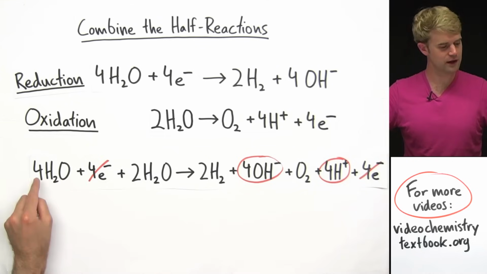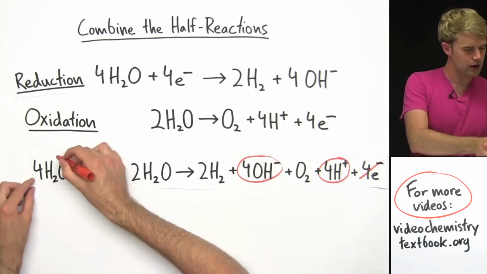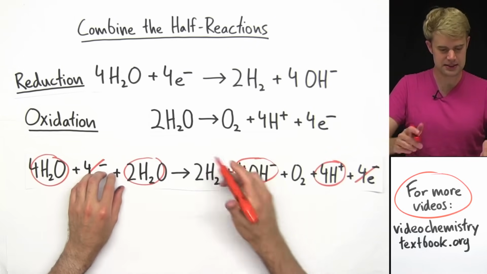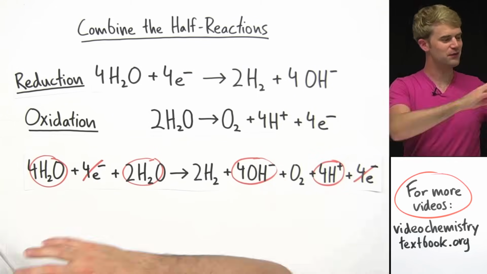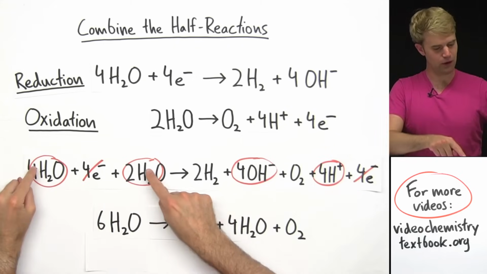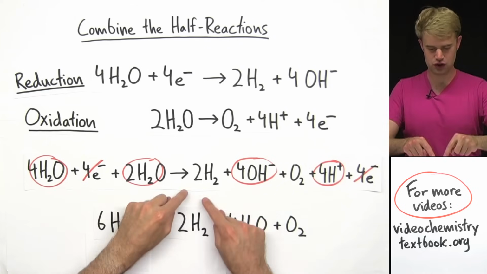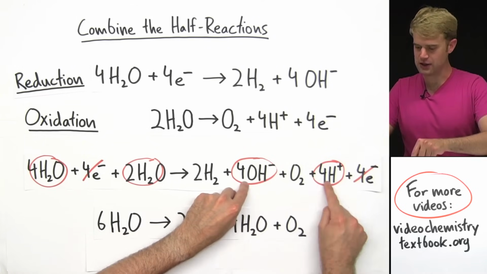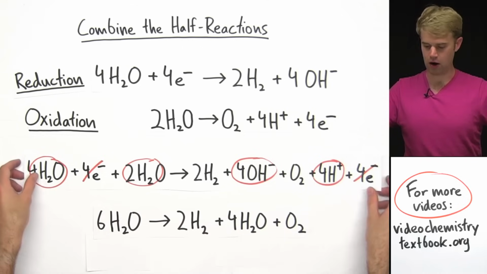Now also, look at this. We have 4H2O here and 2H2O here. So we can combine these to get 6H2O. All right? So here's how we can rewrite it. We pull these together and get 6H2O. We get rid of the electrons there. And then we have 2H2. We combine 4OH minus and 4H plus to get 4H2O. And then we have our oxygen.